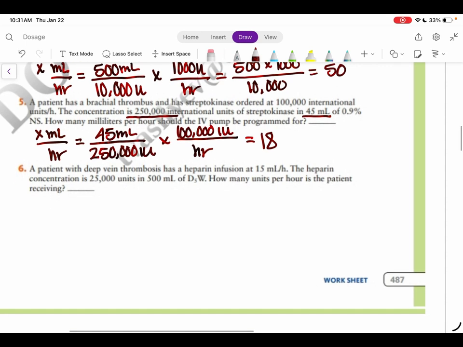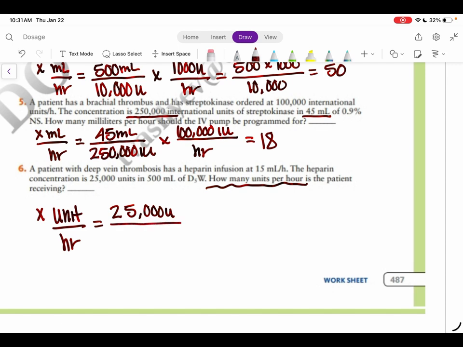All right, number 6. This one is asking how many units per hour. So we're going to do units per hour. Here's our concentration. I'm going to start with 25,000 units, and it's inside the 500 milliliter bag. Then my rate is 15 over an hour, right? So my milliliters will cancel, leaving me with units per hour. So I have to do 25,000 times 15, divided by 500, which is 750.